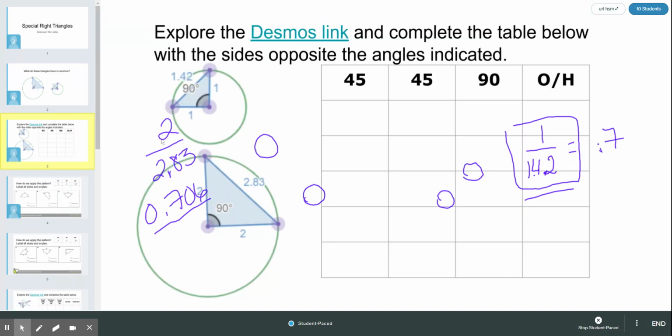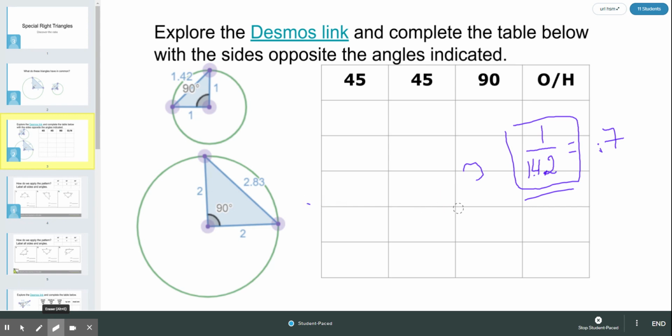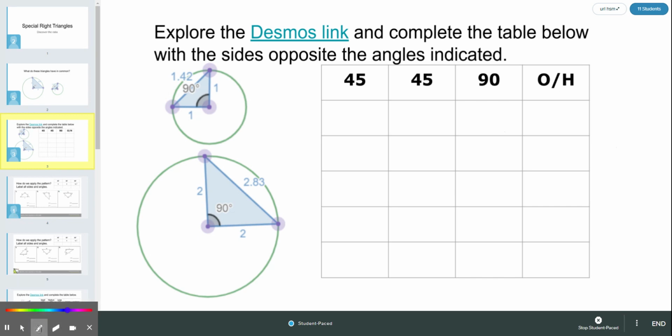So what I'd like for you to do is, well, why is this not sticking to the slides? What I want you to do for a minute, I'm going to stop sharing. I want you to go to this Desmos link and play with the triangles. So we're going to fill this out. Opposite the 45-degree angle is a 1 and a 1, and then a 1.42. And opposite the 45-degree angles was a 2 and a 2 and a 2.83, right?